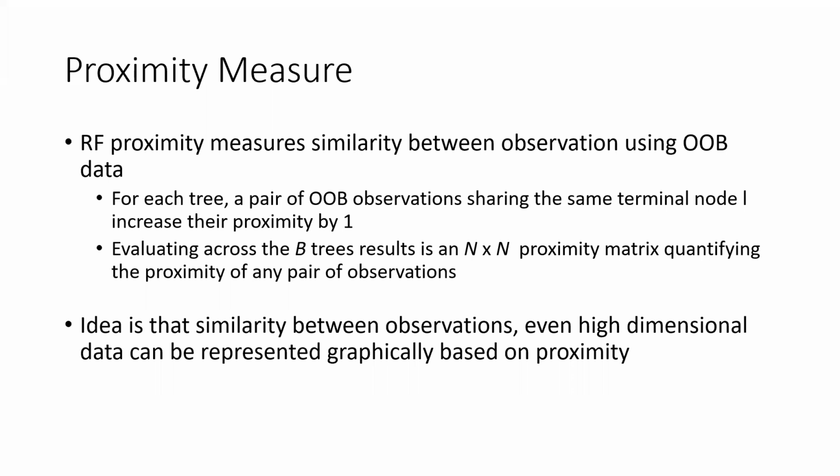So what the proximity does is, for each pair of out-of-bag observations that share a terminal node, it increases the proximity by 1. If I'm making a prediction on observation i and observation j, they're both in the same out-of-bag data set and they end up in the same terminal node, my proximity goes up by 1. I evaluate that across all of the trees in the forest, yielding an n by n proximity matrix for each pair of observations to give me an idea of similarity.